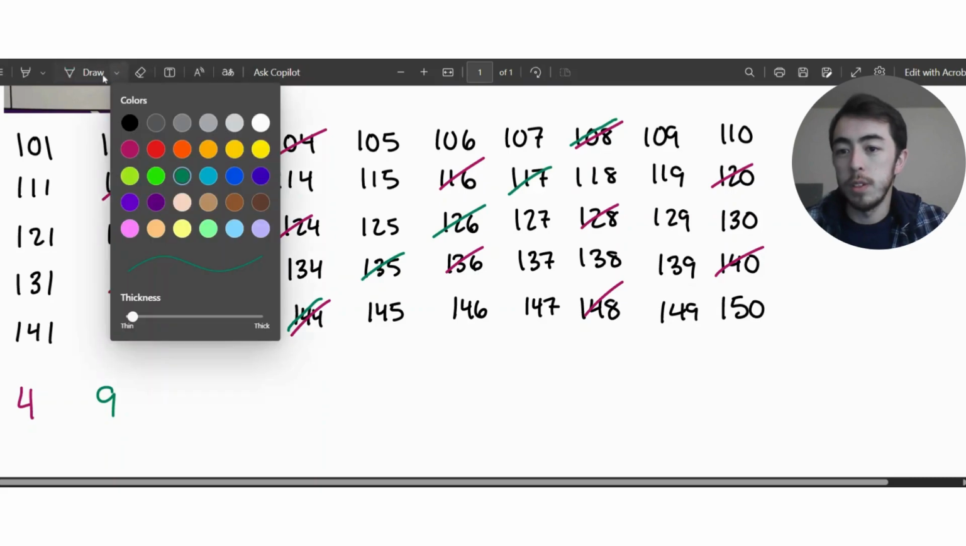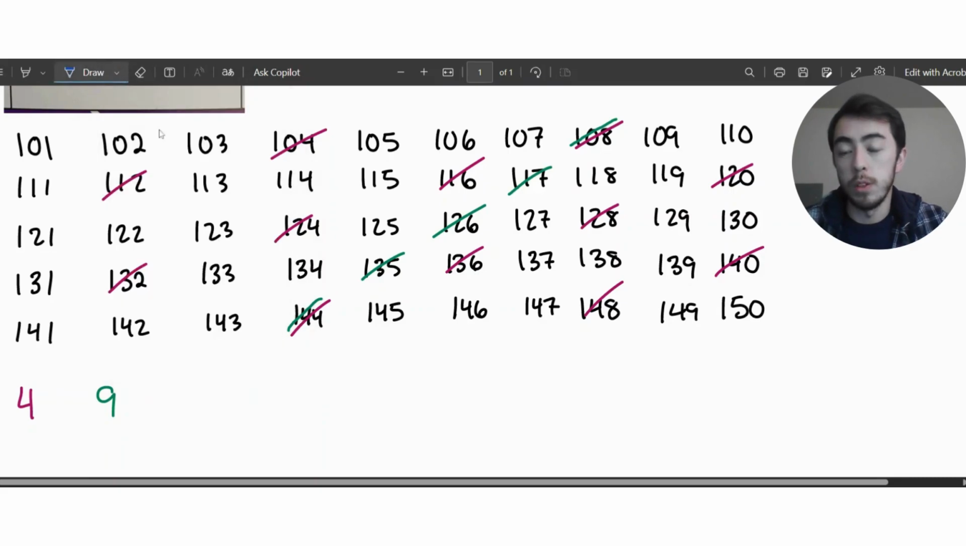Now the next square number is 16. That would be 4 squared. But I think I already covered it, because if a number is divisible by 16, then surely it's divisible by 4. So I've already crossed off all of my 16s in here, so I don't really have to look for them. Though, why not? I already kind of doubled up on these, the 4s and the 9s, so I guess I'll find the 16s.